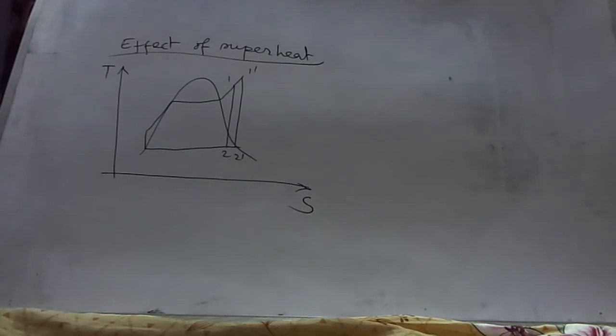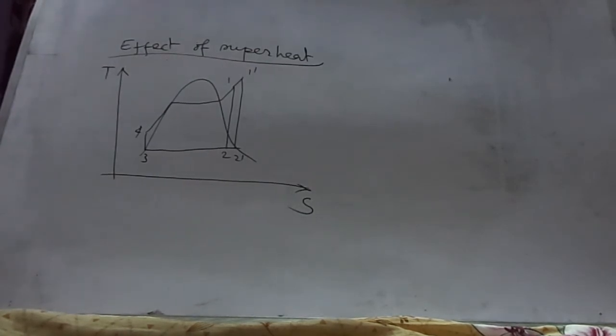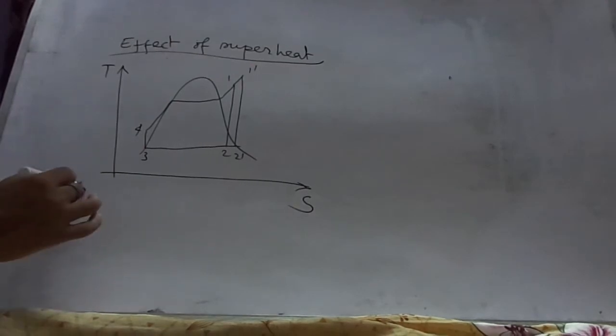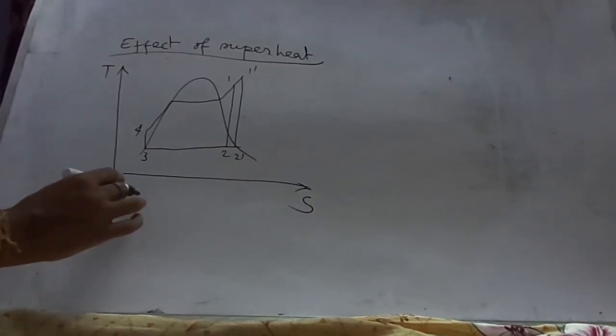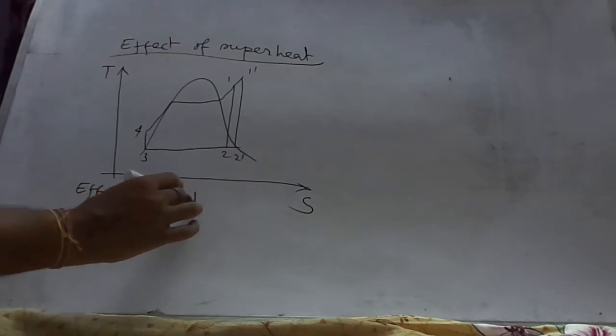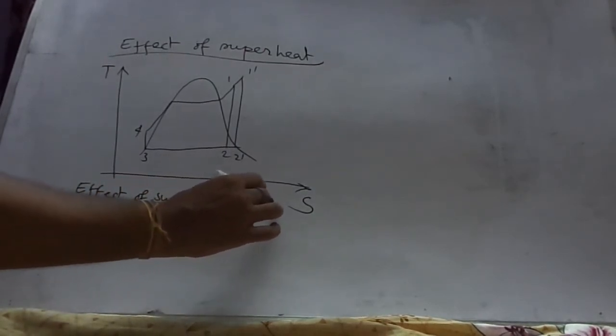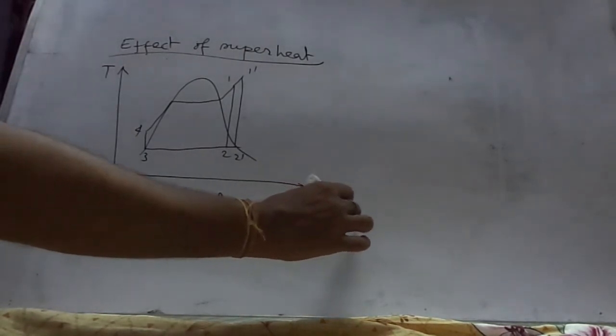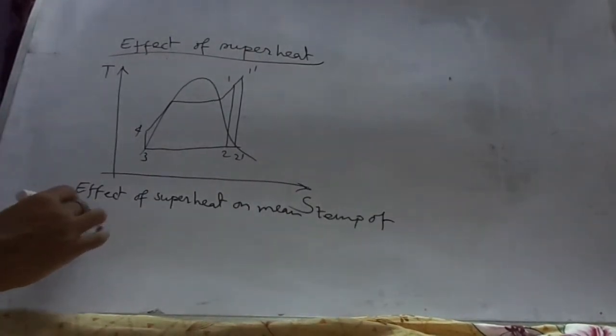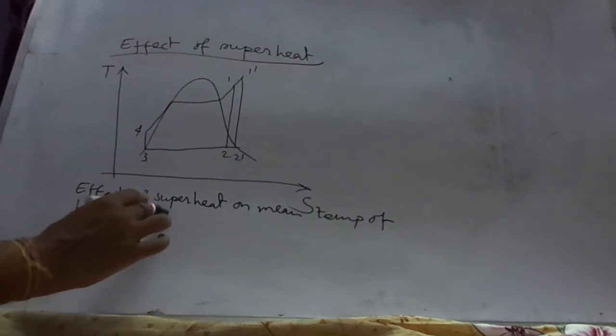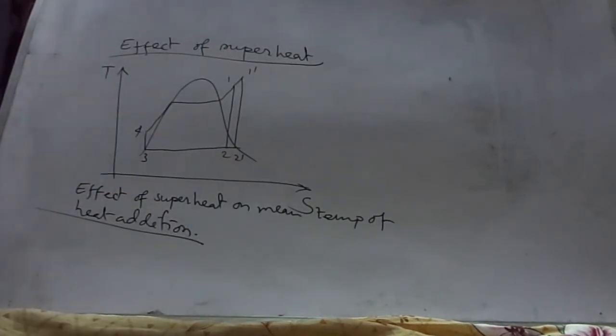2 prime, 3, 4. So this is the TS plot. Effect of superheat on mean temperature of heat addition.